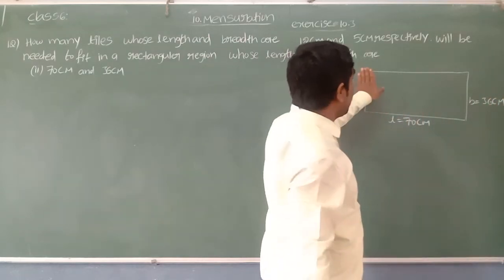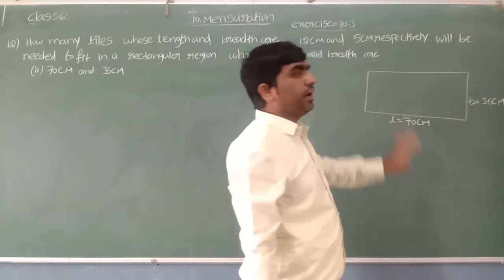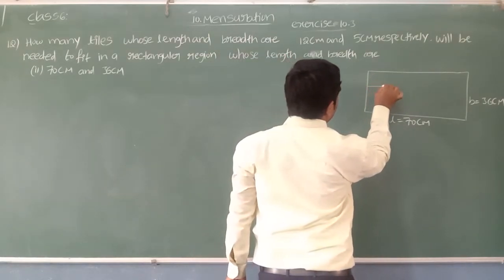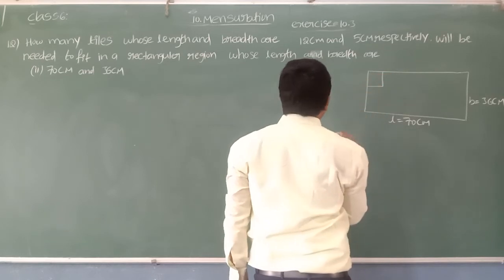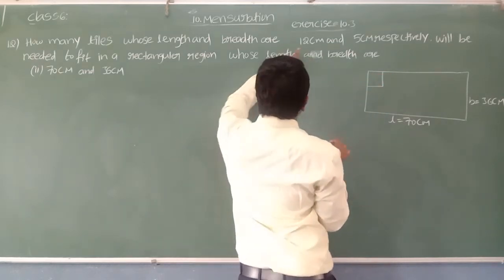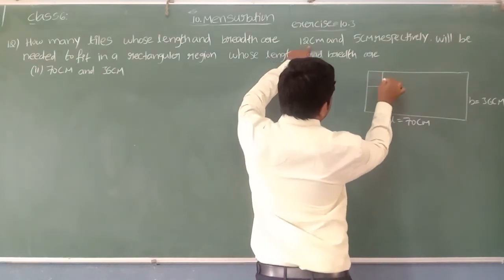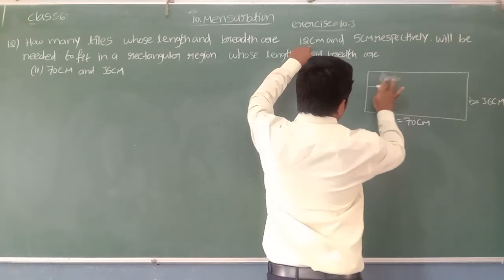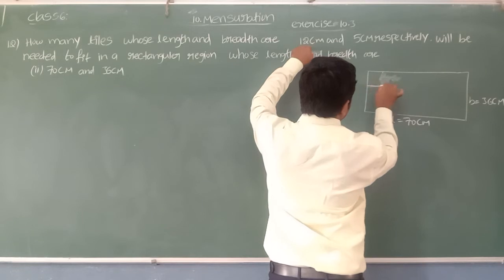Now this rectangular region they are going to cover with tiles. So here, this is the place occupied by one tile. For example, what is its length? Its length is 12 centimeters. Or else you can take it like this.